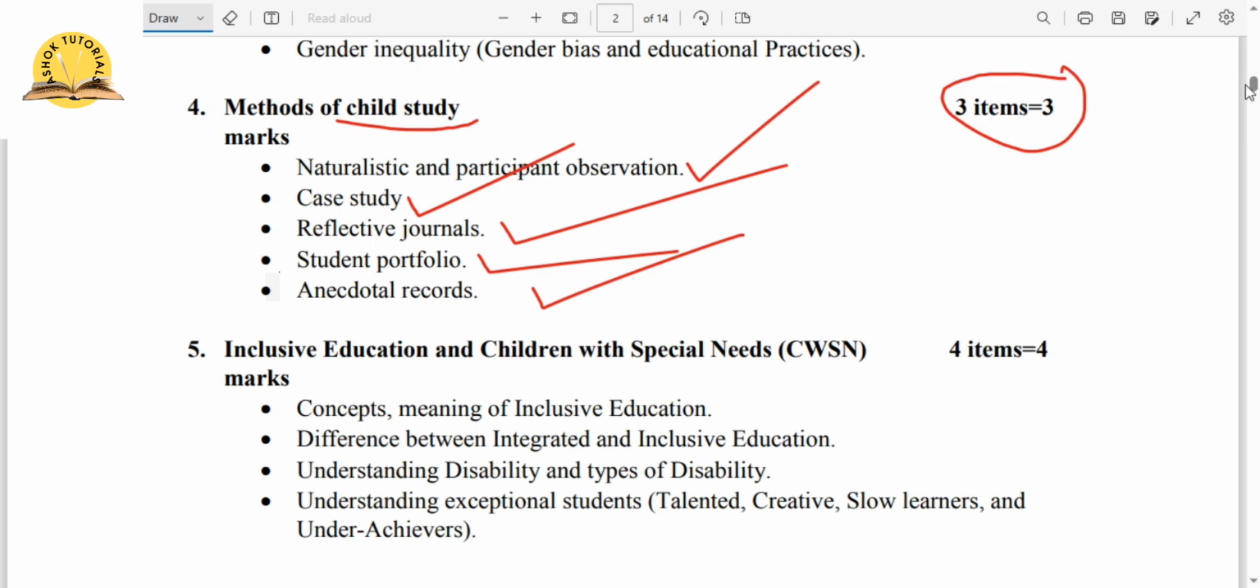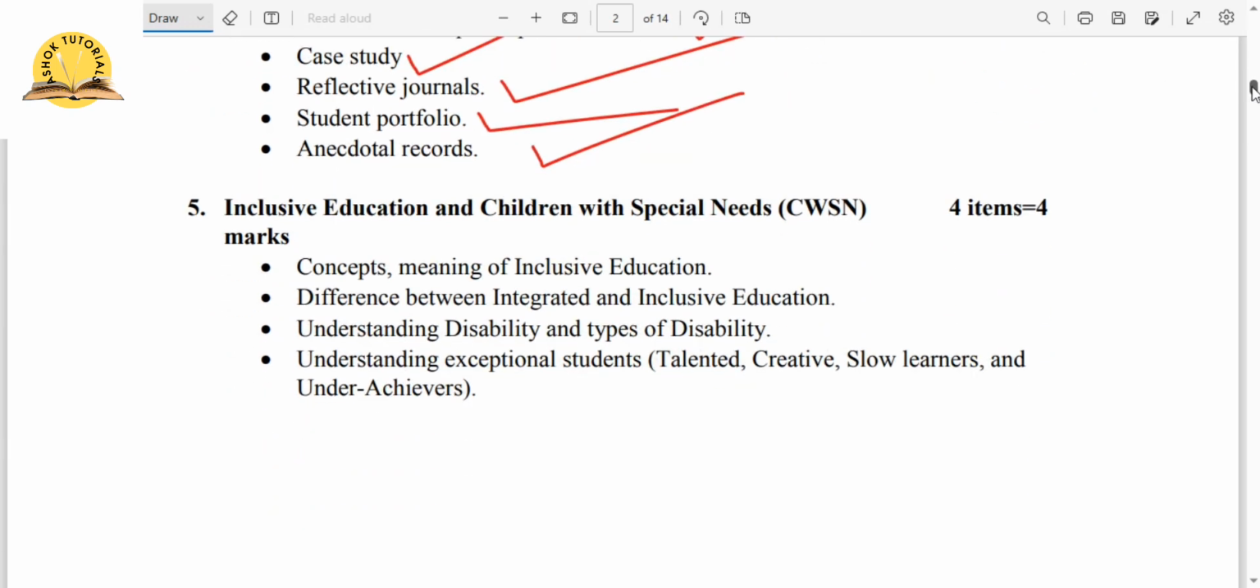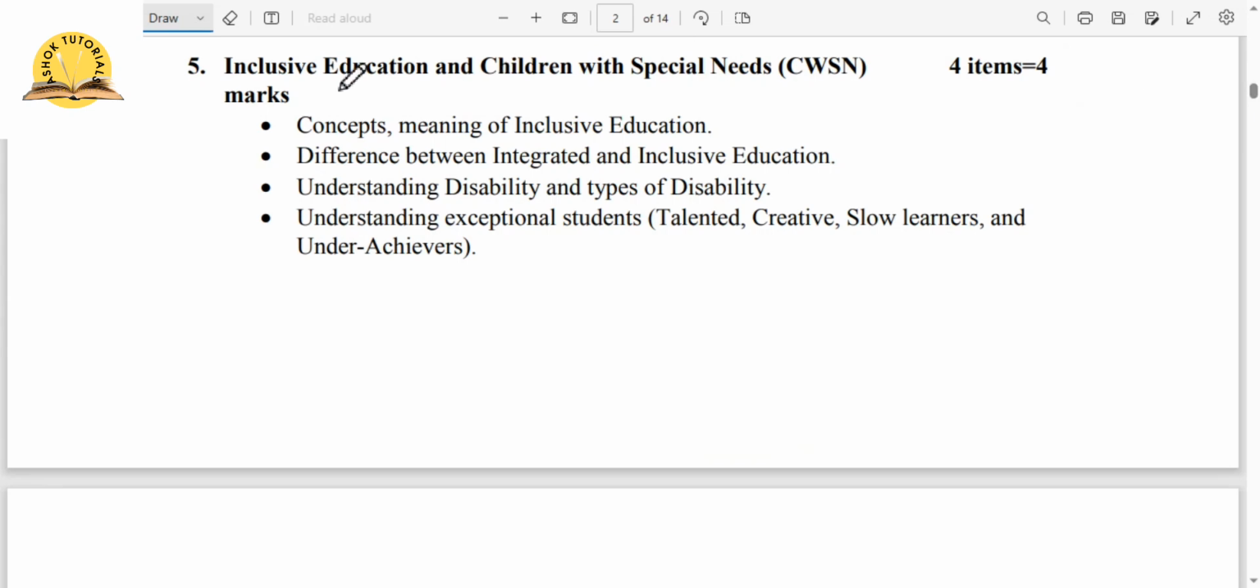Easy, right? Now the next one is inclusive education and children with special needs, or CWSN. In the examination you might not see the full form, children with special needs; you might see just CWSN. So you have to be smart enough to understand that they are asking about CWSN, that means children with special needs. So this includes children with special abilities, or the children who are specially abled, right?